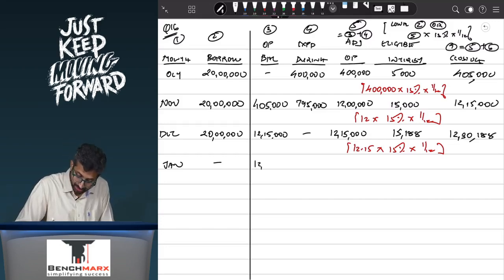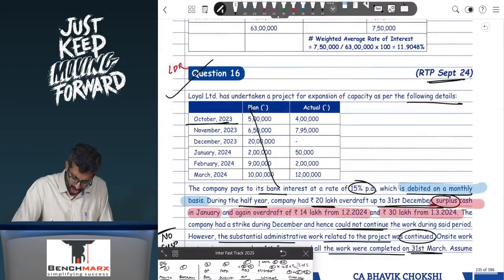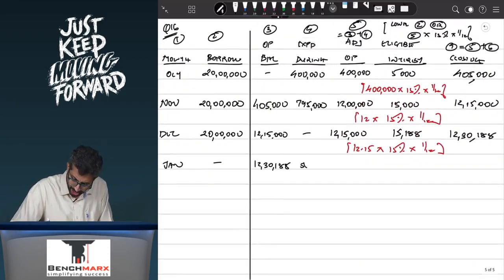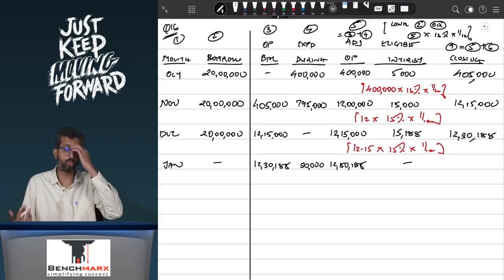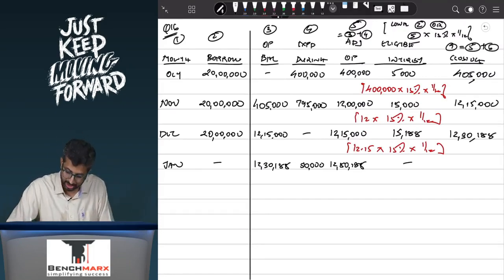So when I go to the month of January, my borrowing becomes nil. But in my ledger, I have 12 lakh 30,188, and in fact, work is commencing. I spend more money, another 50,000. So this becomes 12 lakh, I think, 80,188. But interest aayega hi nahi, because if there is no borrowing, there is no borrowing cost. How can there be an interest? And hence this closing continues to be 12 lakh 80,188.